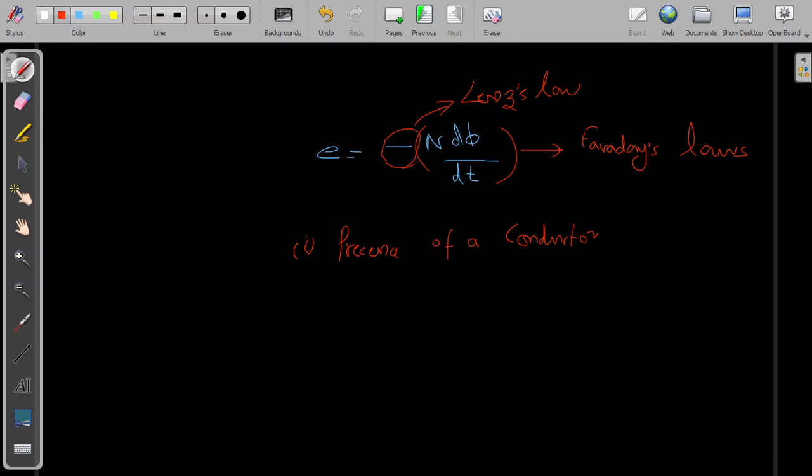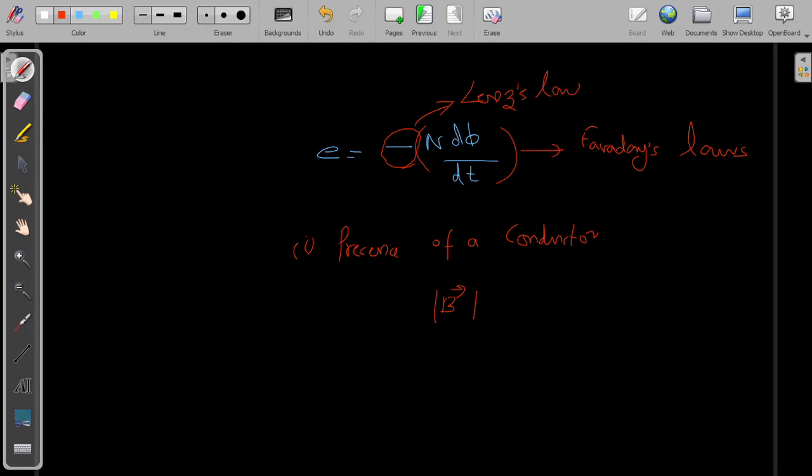Secondly, presence of a magnetic field B, and finally the linking or cutting of the magnetic flux lines by the conductor, or you can say relative motion between the magnetic field and the coil.